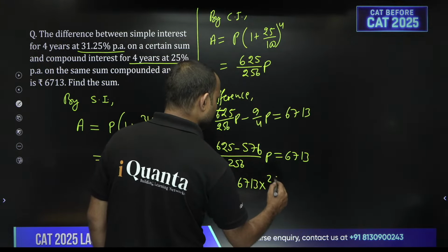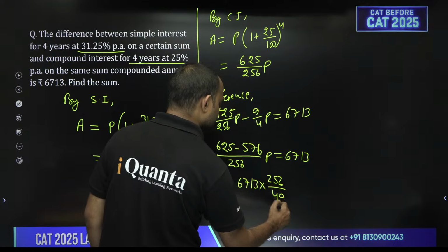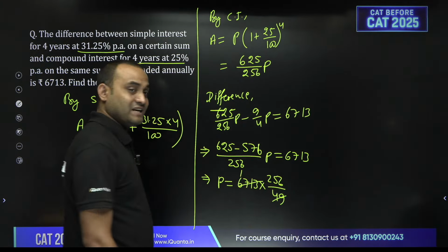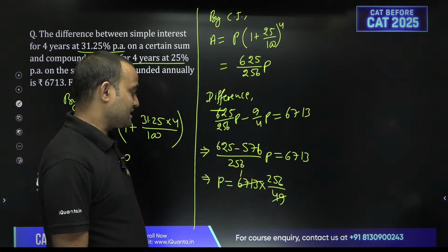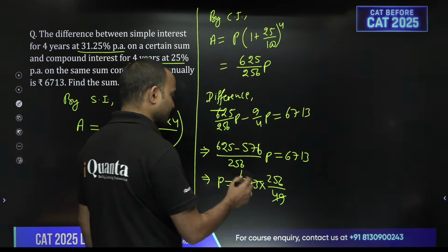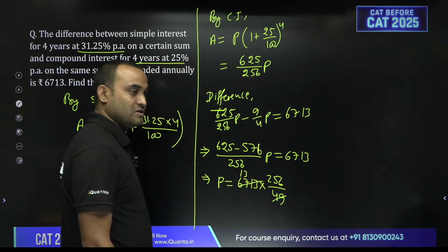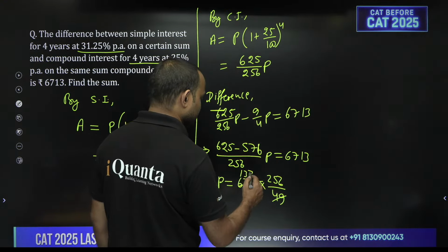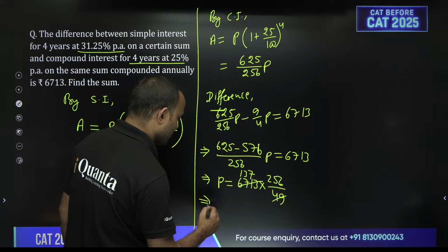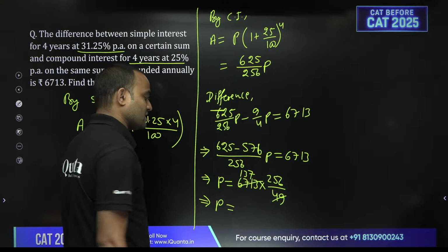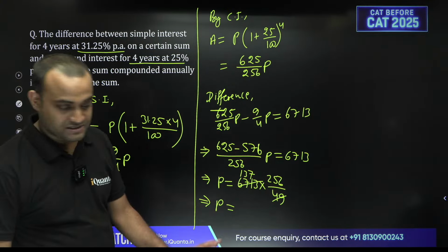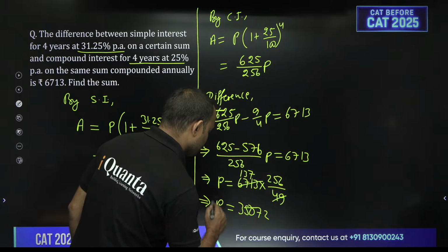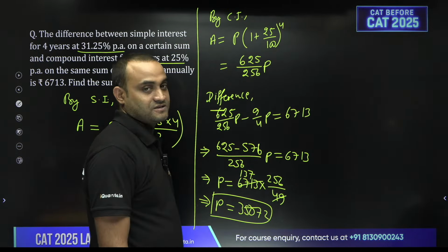So from there we are getting P is equal to 6713 into 256 upon 49. This value will be 49. 49 times 1 is 49. What's left? 18 is left. 181. 49 into 3, 147. What's left? 33. So 34. 343 is 7 times. So if you multiply P 137 into 256. So we are getting 35,072. That is absolutely correct answer.